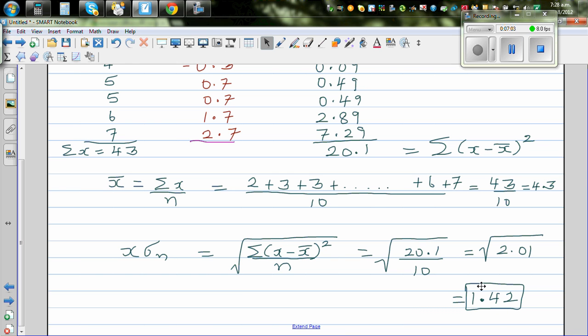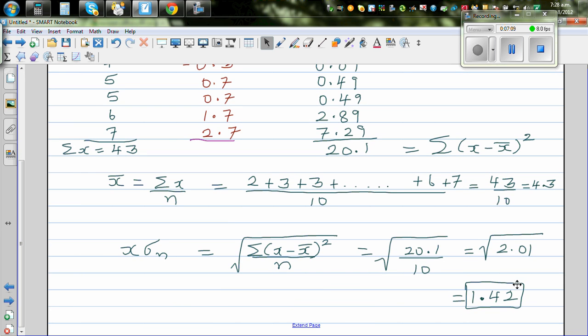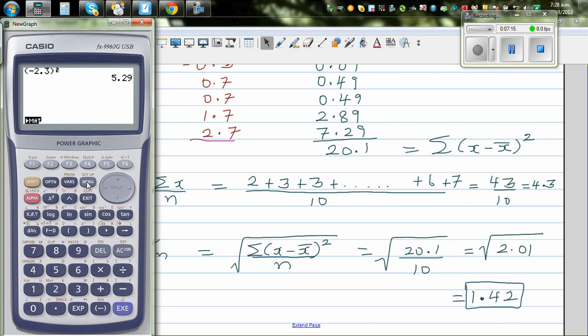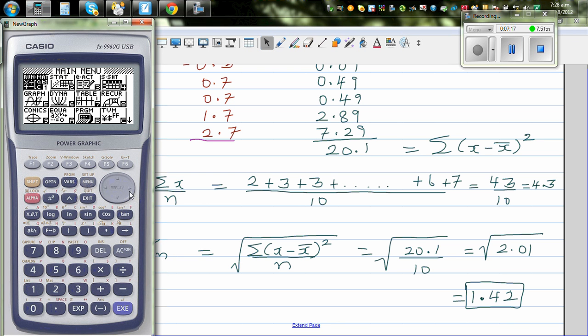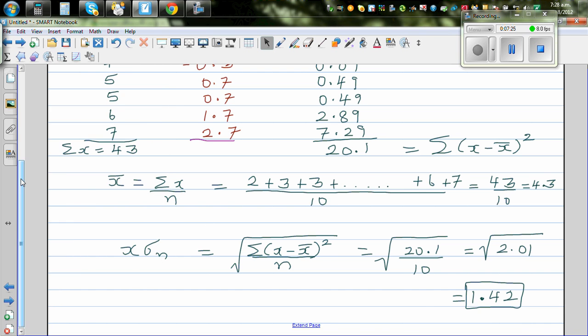So we can say on average, the data of each of them is 1.42 away from the mean. So this is how you can do it on a calculator. If you go to stats, you just go to stats and enter the data. I haven't entered it, so let us enter the data. I want to look at the data.